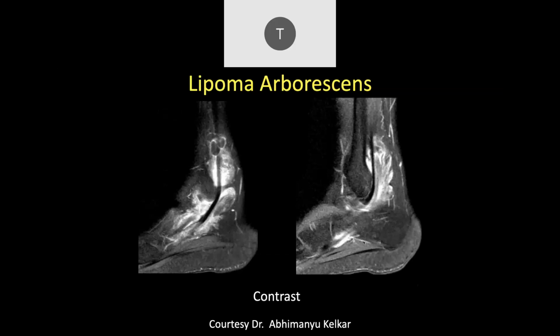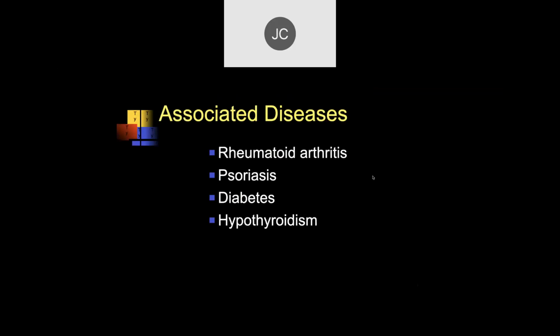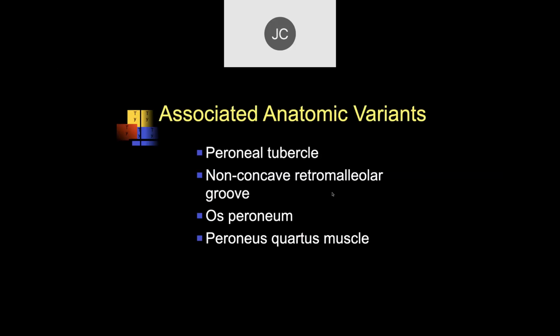Okay. So other diseases which can cause disease within the peroneal tendon sheath, there's rheumatoid arthritis, psoriasis, diabetes, and hypothyroidism are all associated with disease in this particular area.